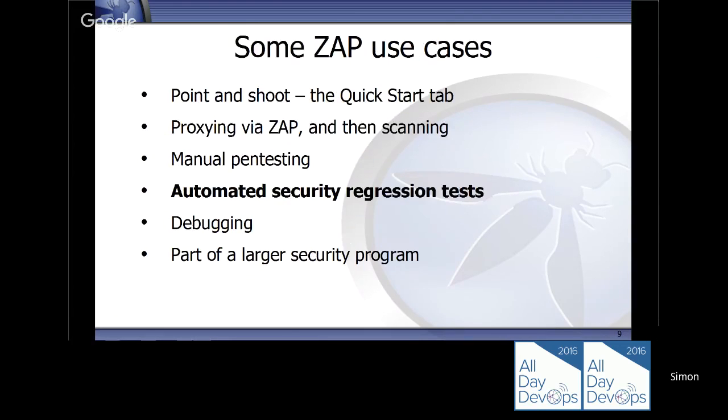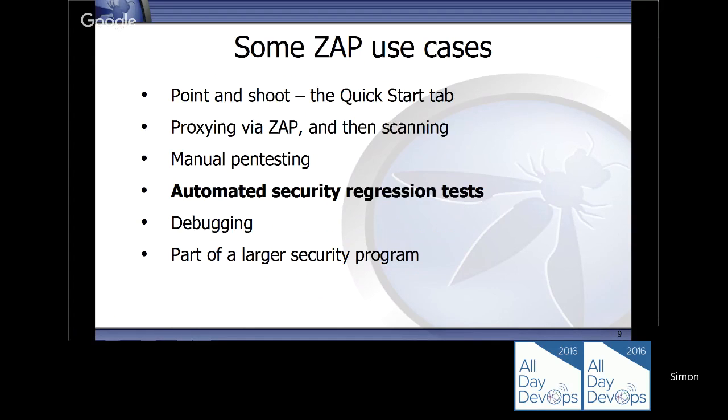There are lots of ways you can use ZAP. You can use it as a point and shoot tool. We've got a quick start tab in the UI, which is effective, but it's very limited. More effective than that is actually proxying your browser through ZAP. That's a great way to do manual testing or to start manual testing because you can explore the application, hopefully do a better job than an automated spider, and then scan the parts you find. But there are lots of parts of ZAP which are ideal for manual pen testing as well.